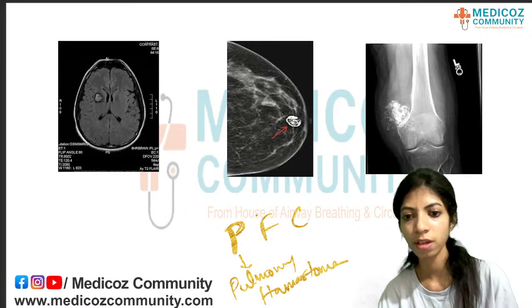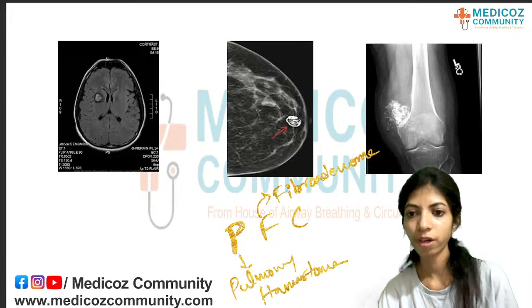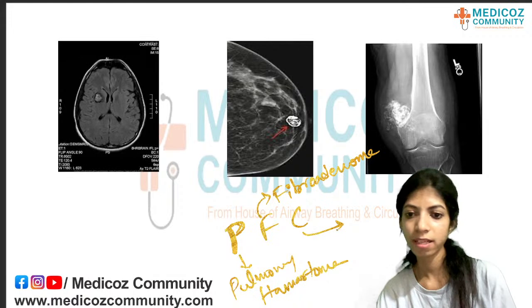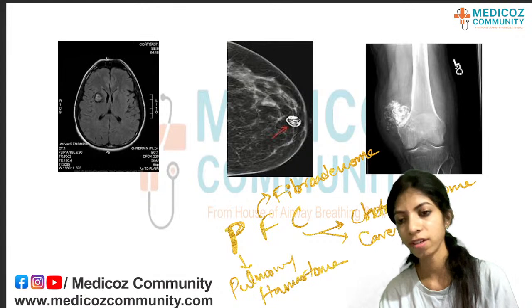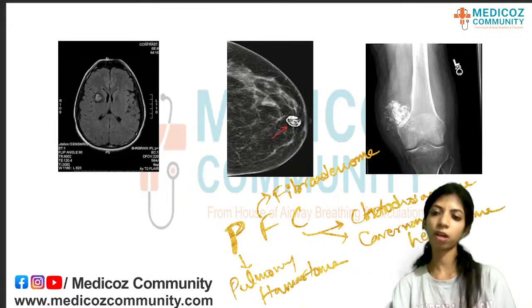Pulmonary hamartoma. F is for your fibroadenoma. And C is for two conditions, which are your chondrosarcoma and your cavernous hemangioma. So these are all the conditions where you see popcorn shaped calcifications.